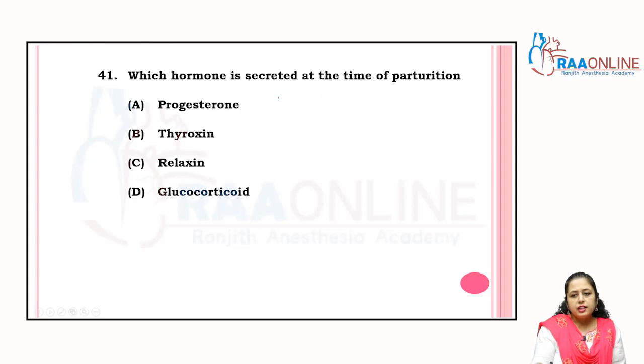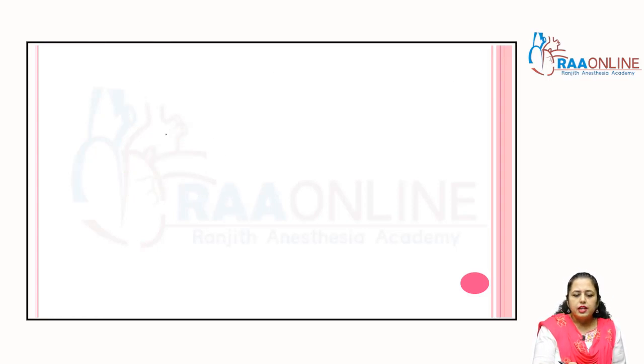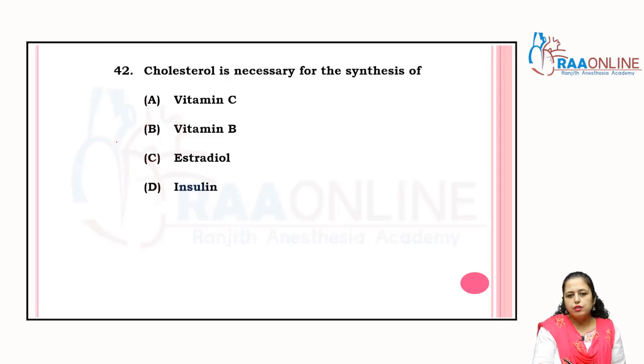Which hormone is secreted at the time of parturition? The relaxin hormone is secreted at the time of parturition to soften the cervix and to relax the pelvic ligaments to form the birth canal, right? Clear? These hormones are secreted all the time, but only at the time of parturition relaxin is secreted, which relaxes the ligaments.